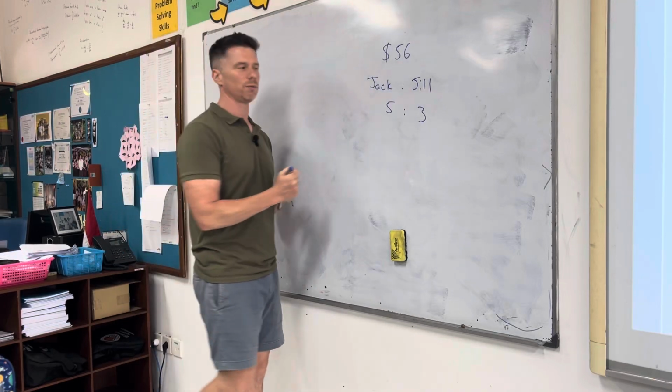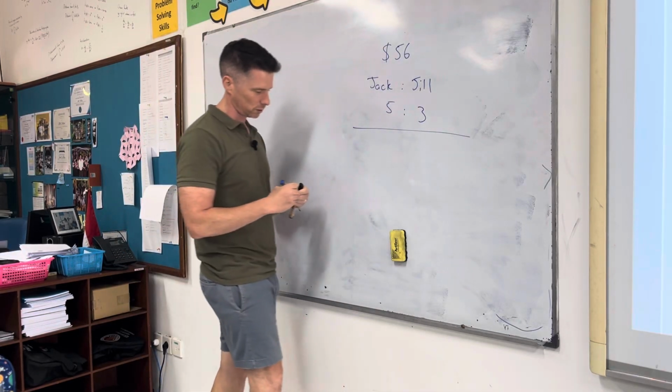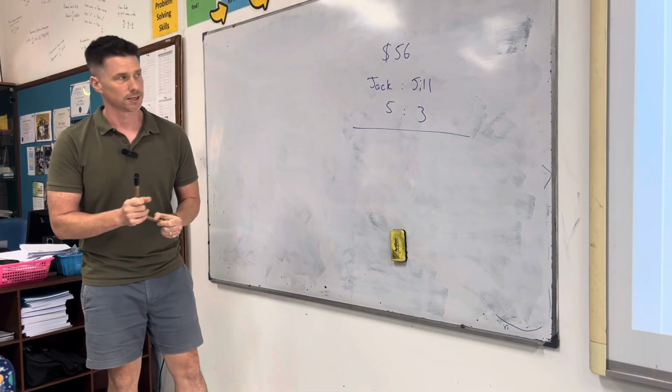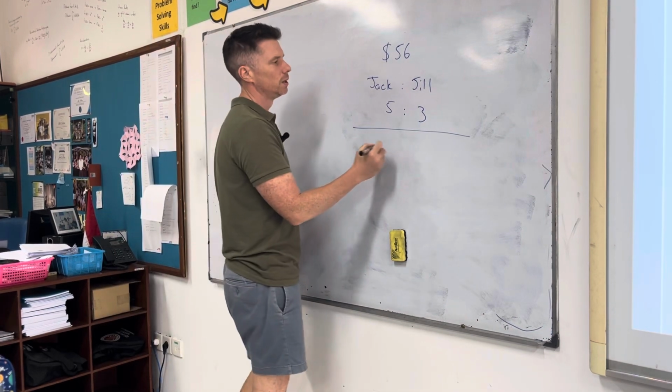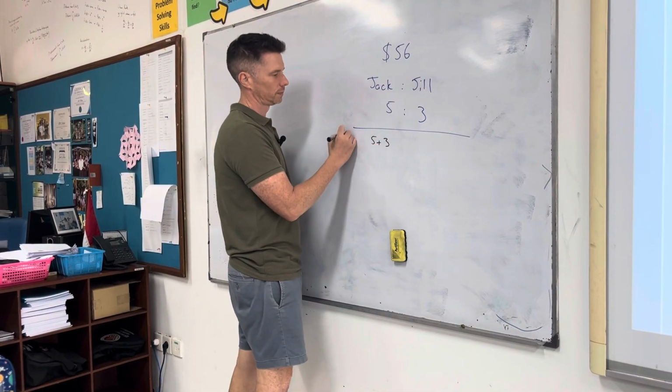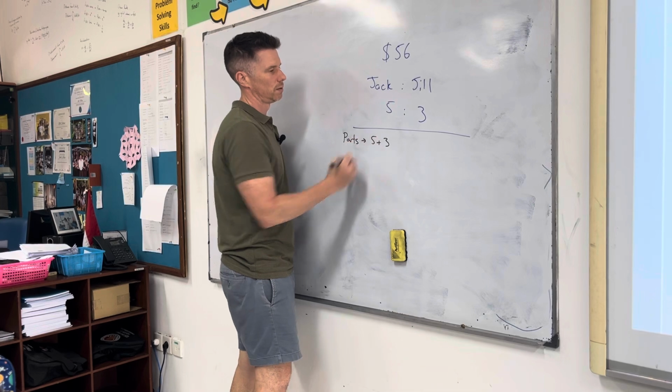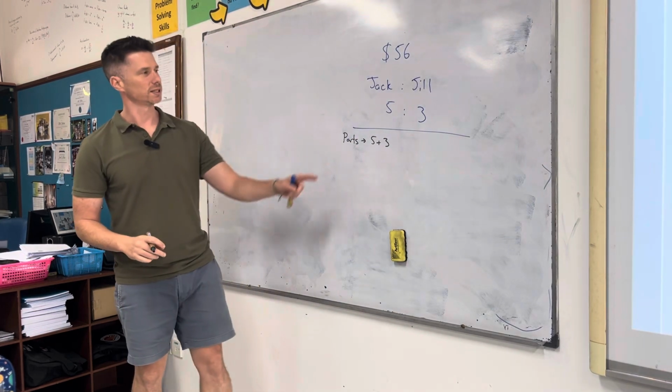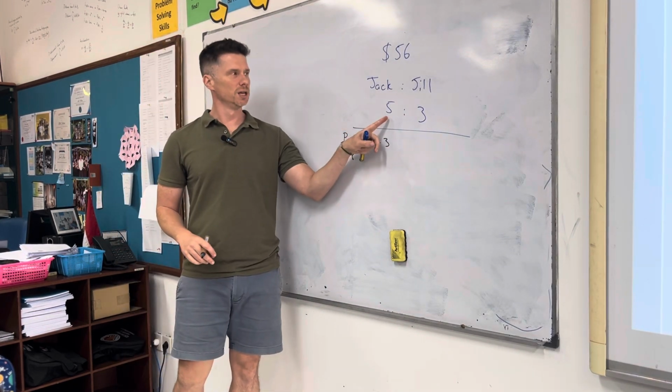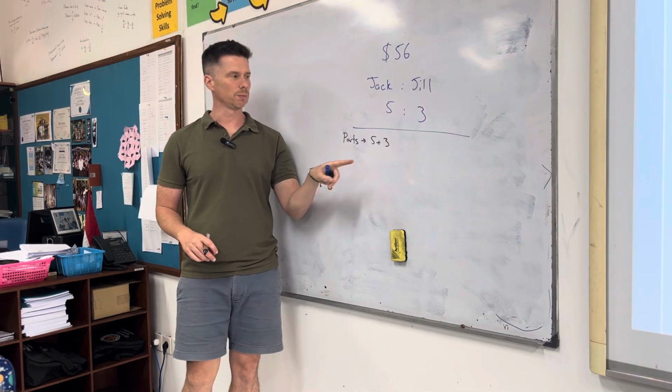We did this yesterday. We had a strategy. Leah, can you remind us what we did? You add 5 and 3 together, and then you divide. So 56 divided by 8 is... Okay, so yes, exactly. So 5 plus 3, Jack gets 5 parts, Jill gets 3 parts.